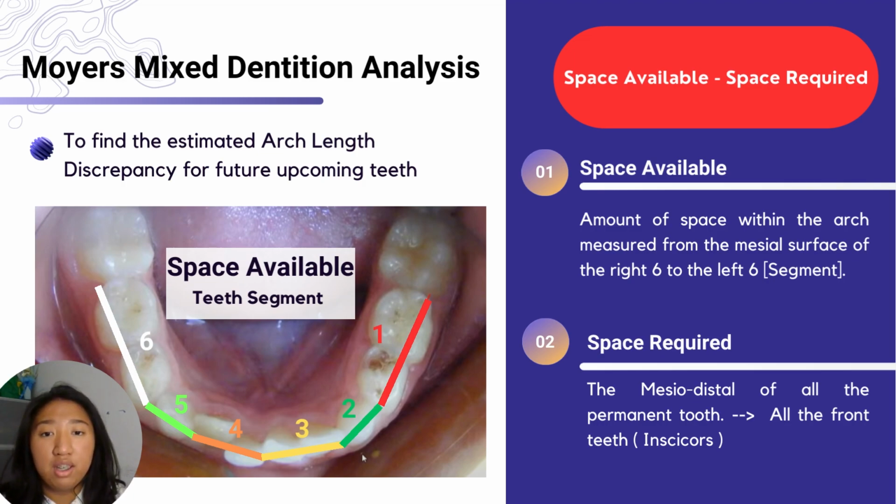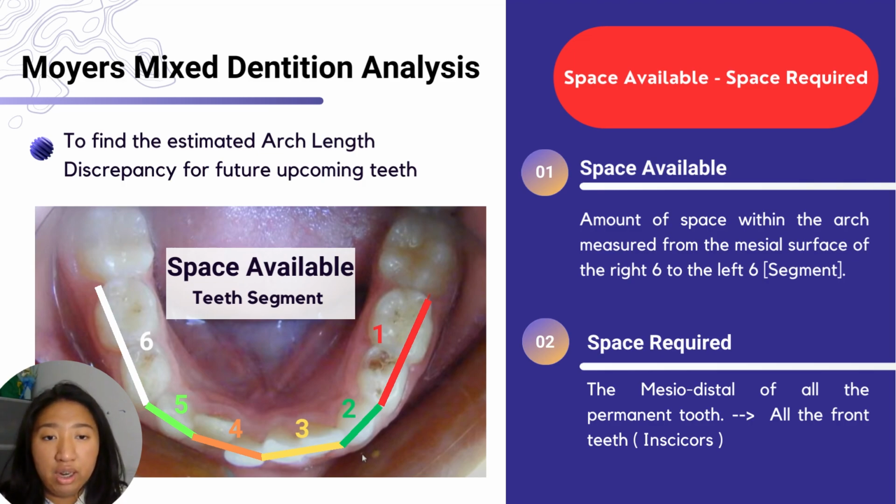The first segment includes the second molar and the first molar on the left side of the arch. The second is the canine on the left side of the arch. And the third segment is both the central and lateral incisors on the left side of the arch. The fourth, fifth and sixth are quite the same, but located on the right side of the arch.